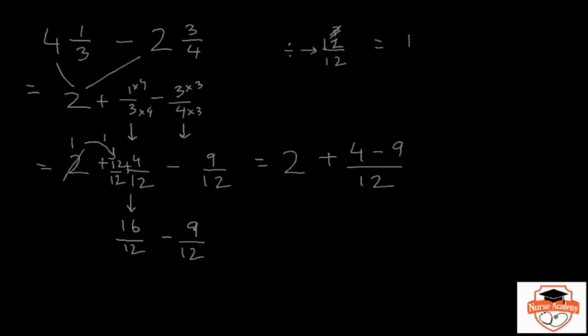You can go ahead and do the subtraction. And let's not forget, there was a 1 whole before this. Therefore, this is going to be 1 whole plus 16 minus 9 on the top over 12. So that's 1 whole and 7/12. Make sense? Great. I'll see you soon.